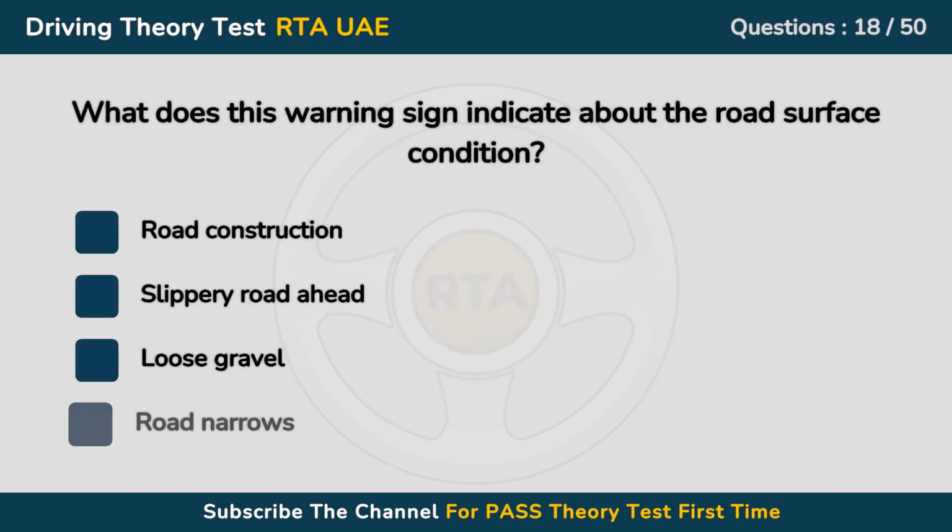Question 18. What does this warning sign indicate about the road surface condition? A. Road construction. B. Slippery road ahead. C. Loose gravel. D. Road narrows.